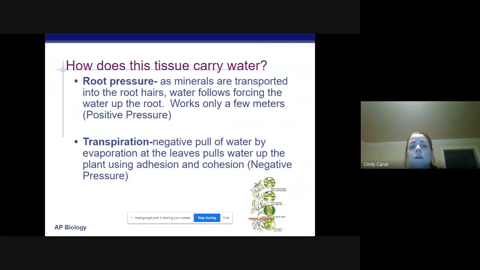How the tissue carries the water, you have root pressure, that's positive pressure. As the minerals are transported into the root hairs, water is going to follow, forcing it up, but it's not going to get very far. So positive pressure is always going to increase your water potential. So it's a push. So water's going to want to leave that area of positive pressure. Transpiration is a negative pressure. It's going to be a pull of the water. And that's always going to decrease your water potential. So water's going to want to go where there's more transpiration, so it's going to want to go up those leaves. All right.